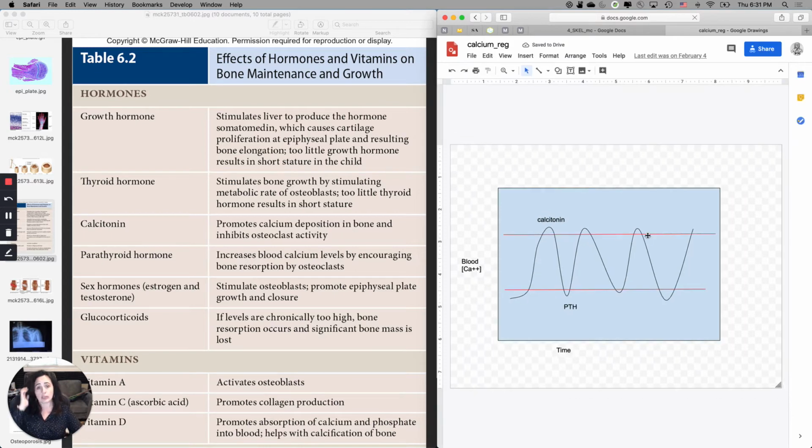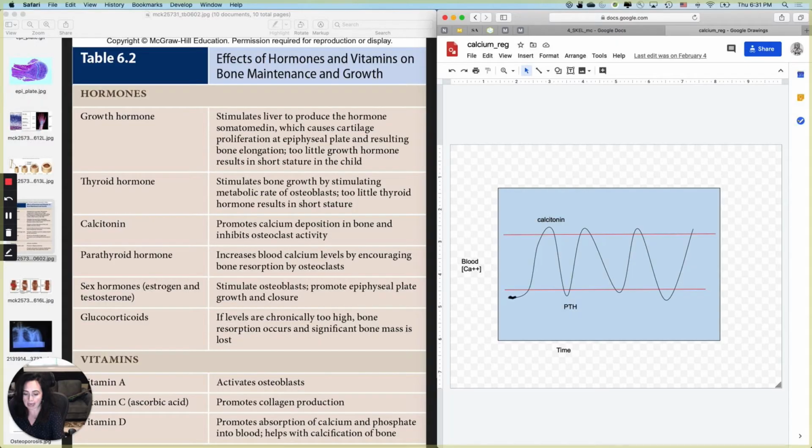Okay, so if you were looking at regulating your blood calcium concentration over time, what you would see is, let's say you ate a really calcium-rich meal. You had a cheeseburger, you had a milkshake, and broccoli, which also has calcium in it. What would happen is your calcium would start to rise. You see this? Okay. And as it rises, that will cause the release of a hormone called calcitonin.